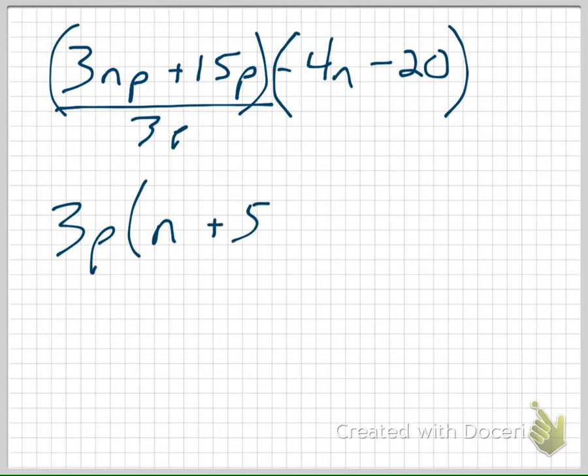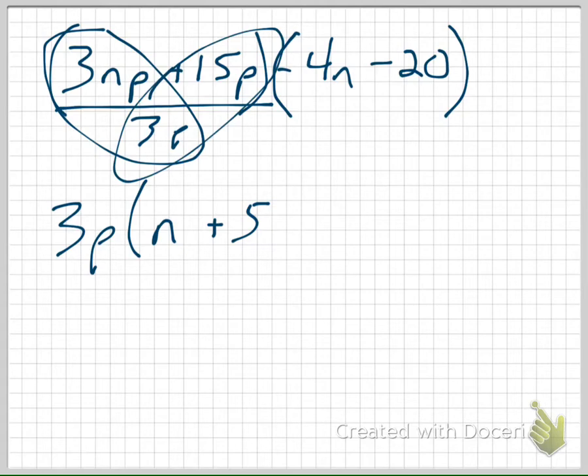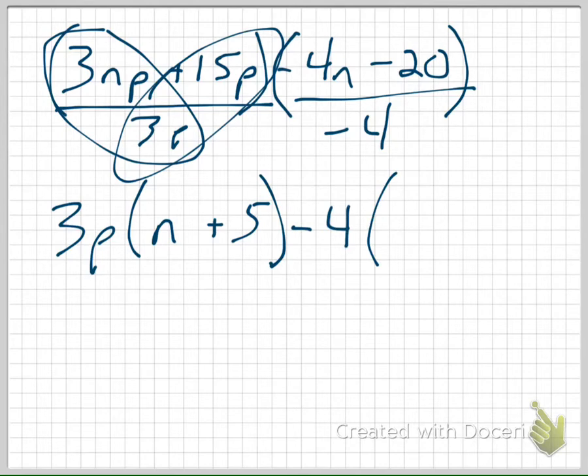Do you see where, when I do that, it leaves me with n, because the 3's are gone? Right? And then when I do it here, 15p divided by 3p is just 5. N plus 5. Then I go over here to this guy, and I go, okay, what can I pull out of negative 4n minus 20? I can pull out negative 4. So I pull out my negative 4, and that leaves me with n plus 5.